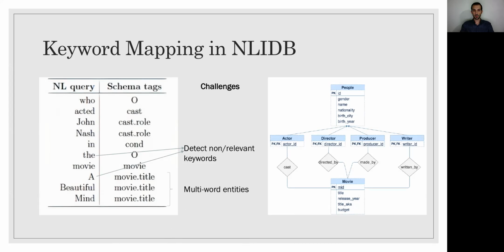Another challenge here is to find the multi-word entities, especially for database values, because they are used in where clauses in SQL statements, which directly affects the translation accuracy. And another important challenge here is to find out semantic variations. Here you have a verb, acted, and the corresponding tag is basically a table named cast between the actor and movie tables. And as you can see, although they have the same meaning, they are different words.